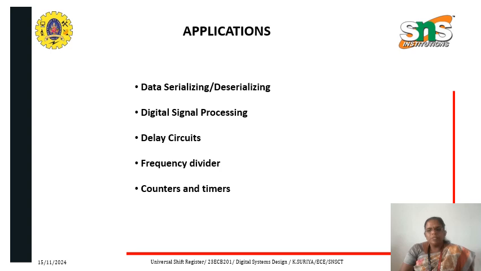Then some of the applications of universal shift register are data serializing or deserializing. So data can be transferred from parallel to serial format and vice versa. It's also used in digital signal processing, which finds its applications in arithmetic operations and data manipulation. Next, it's used in delay circuits. The circuits that introduce delays in digital signals are known as delay circuits. And a frequency divider obtains low frequency clock signals. And finally, it's used in counters and timers, which perform timing and counting operations.